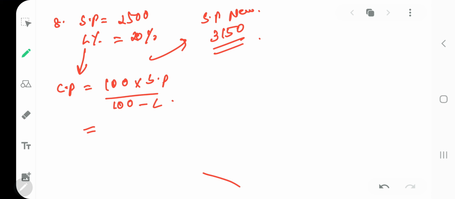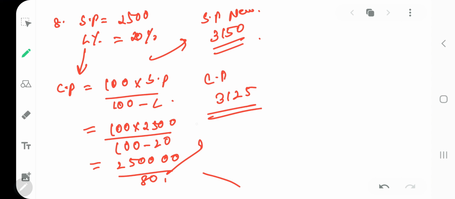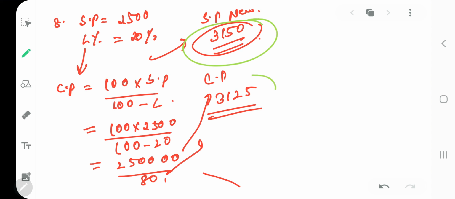Yes. So that is 100 into 2500 upon 100 minus 20. Yes, my dear kids, are you getting my point? Very clear. So once you got the CP from here, you will get it as 3125. And once you got the CP by applying this formula, now your new SP is this, so you have to only compare your new SP and your new CP.